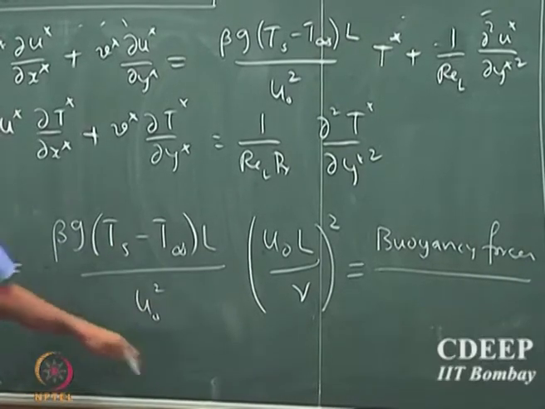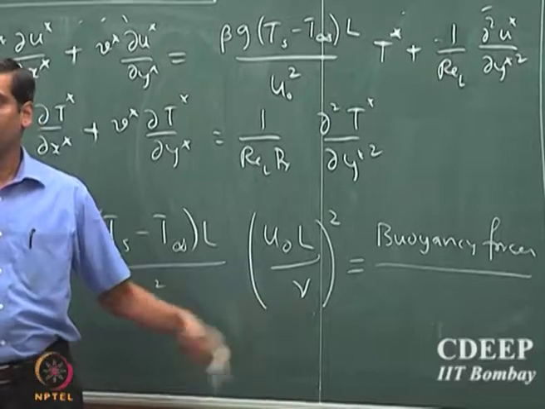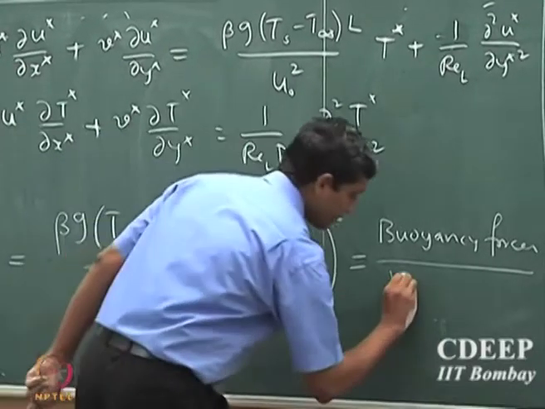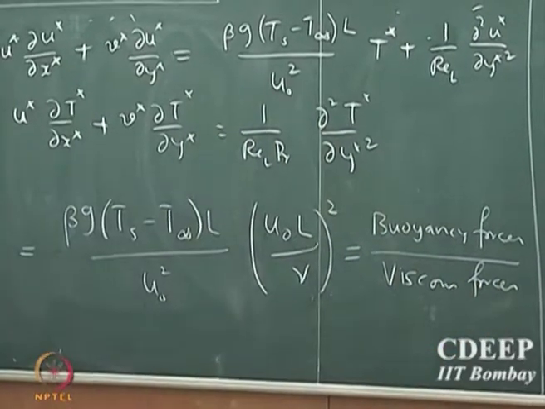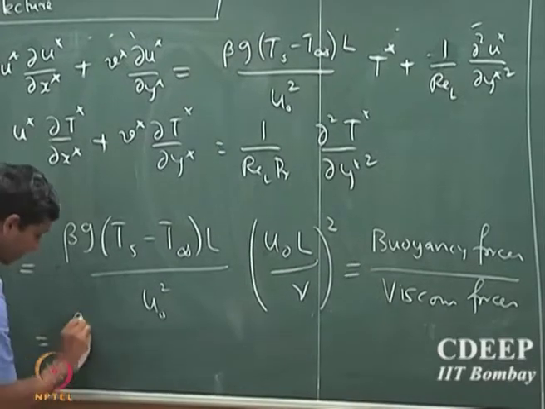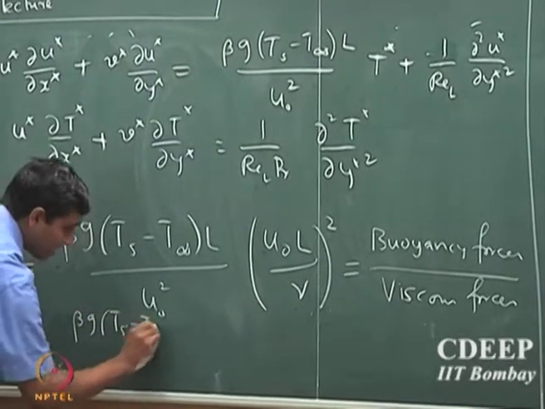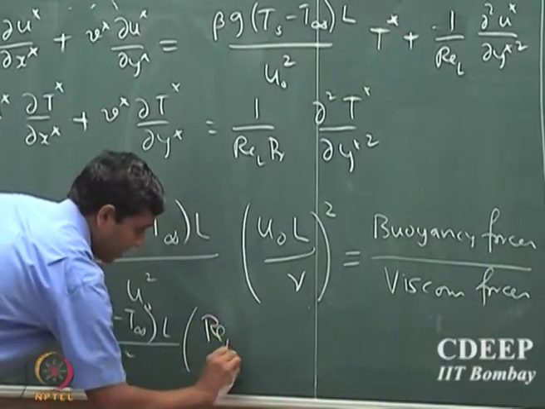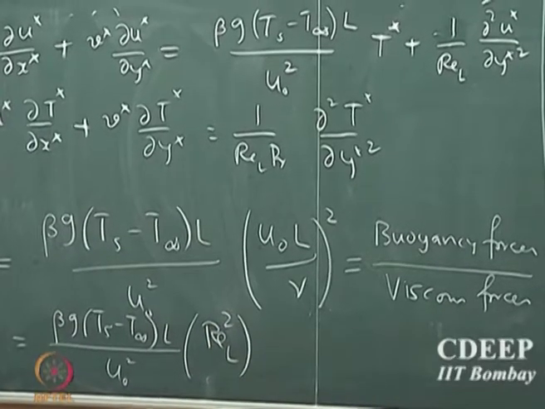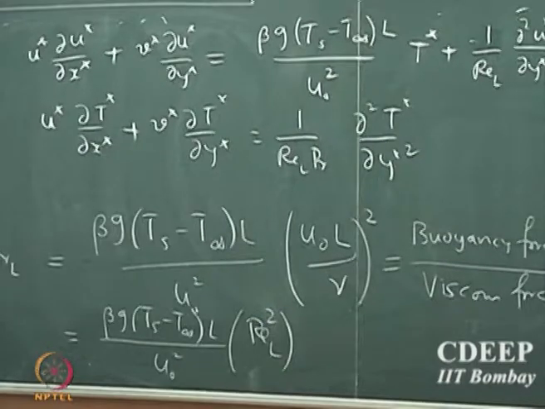So u naught square will cancel out. What does nu signify? Viscous forces. That is all, so it is very easy. So the Grashof number, which is essentially beta g (Ts minus T infinity) into L by u naught square into Re_L square, is the ratio of buoyancy forces to the viscous forces. It is just some function of viscous forces, but it is a square, so you will have the square of the viscous forces. That is because of the scaling that you will require for the buoyancy forces.